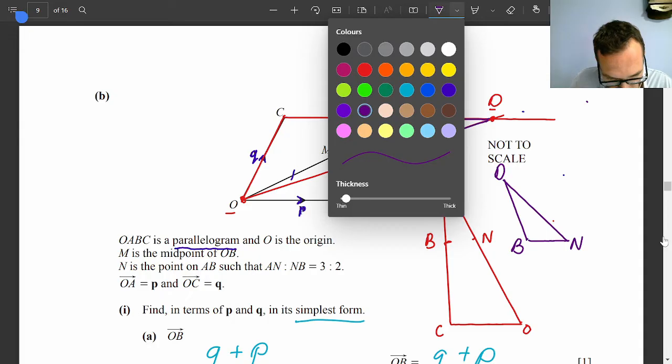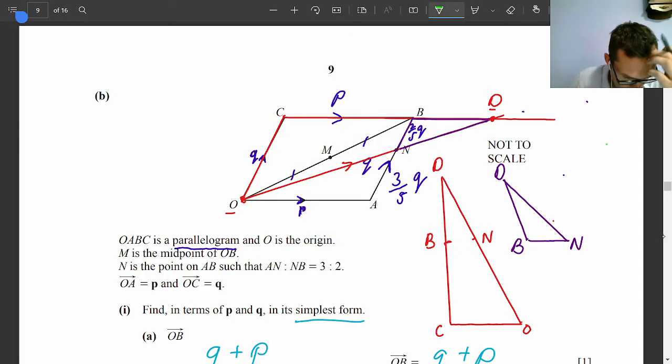In these triangles, the angles are the same. Because these lines here are parallel, it means angle B is the same as angle C. Angle at N is the same as O. You see that angle there at N is the same as angle O there. And angle D is angle D. Okay, this means there are similar triangles.